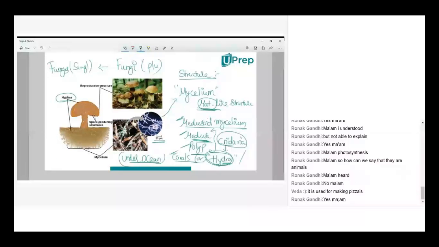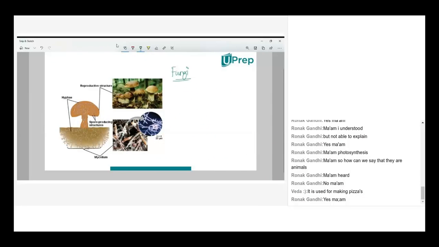So I just deviated from the topic so that you know that in animals also you will find the mycelium structure, but it's not only with fungus structure. The fungi may be unicellular or multicellular, like algae. And definitely all fungi are eukaryotes. There are no prokaryotic fungi.